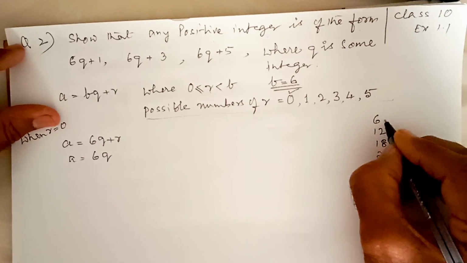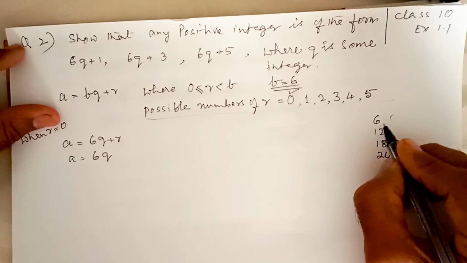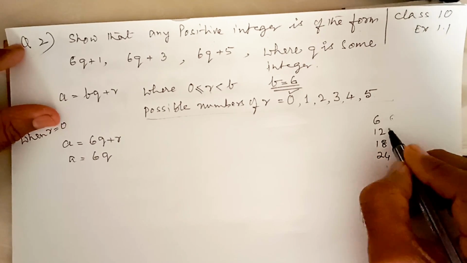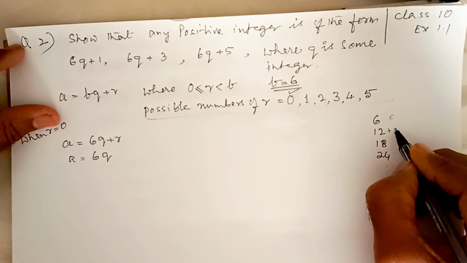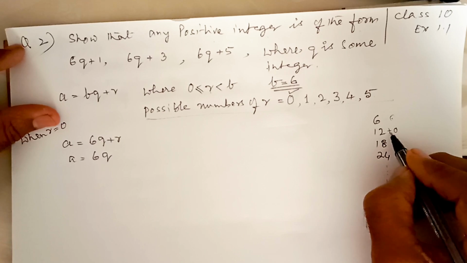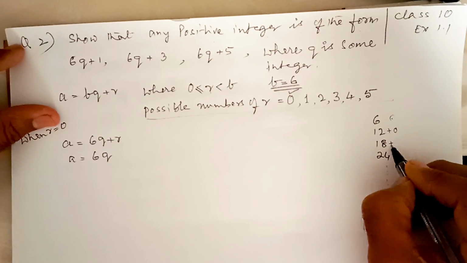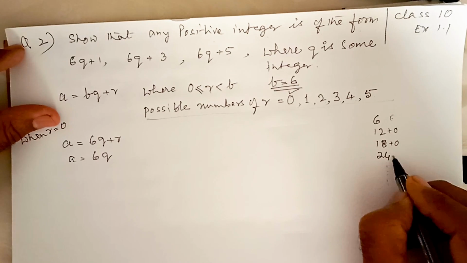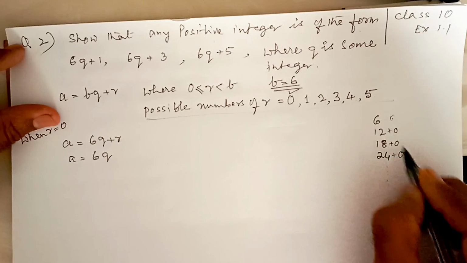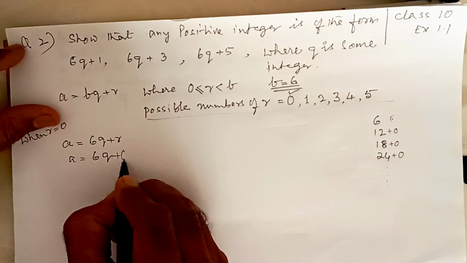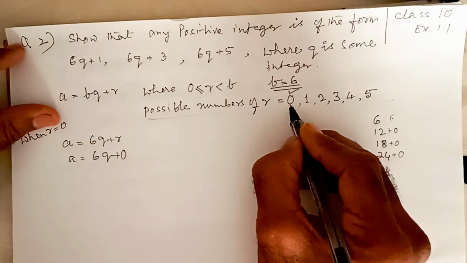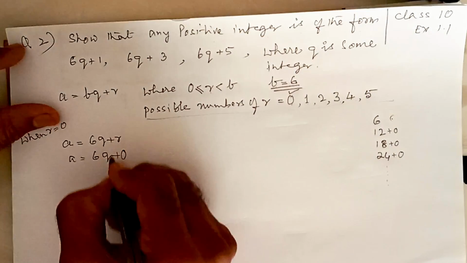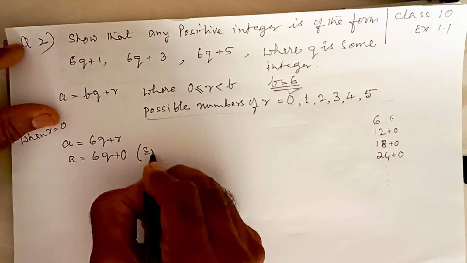Now, plus 0 does not change the status of even or odd numbers. 6 remains 6. It is an even number. When you add 0, 12 remains as 12, which is again an even number. When you add 0 to 18, 18 is again an even number. 24 is again an even number. So by adding 0, which is the first value of r, all these numbers will remain as even numbers. Let us write down this.